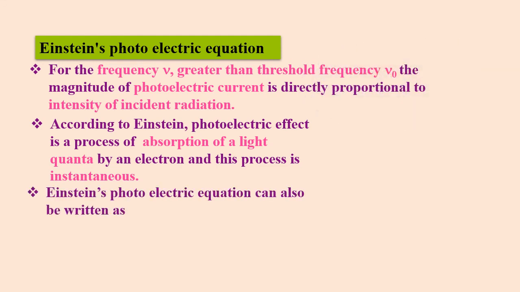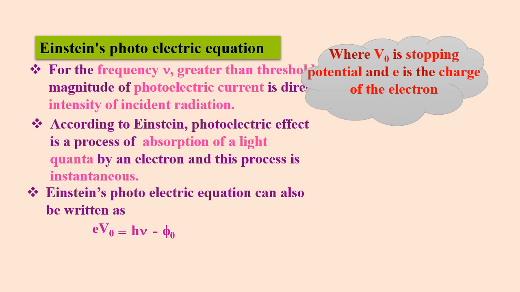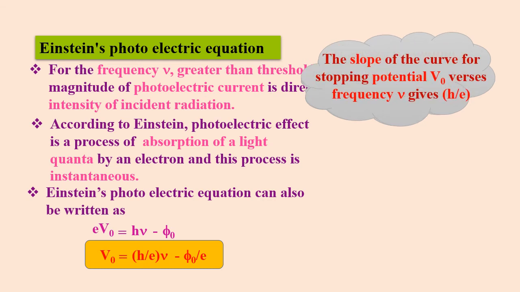Einstein's photoelectric equation can also be written as K maximum is equal to hν minus φ by the equation of energy. Now K can be written as eV0, that is equal to hν minus φ0. Now e is taken to the denominator of the right side, where V0 is the stopping potential and e is the charge of the electron. Then V0 will become h divided by e multiplied by ν minus φ0 divided by e. The slope of the curve for stopping potential V0 versus frequency ν gives h by e. That means it always gives the value of h by e.